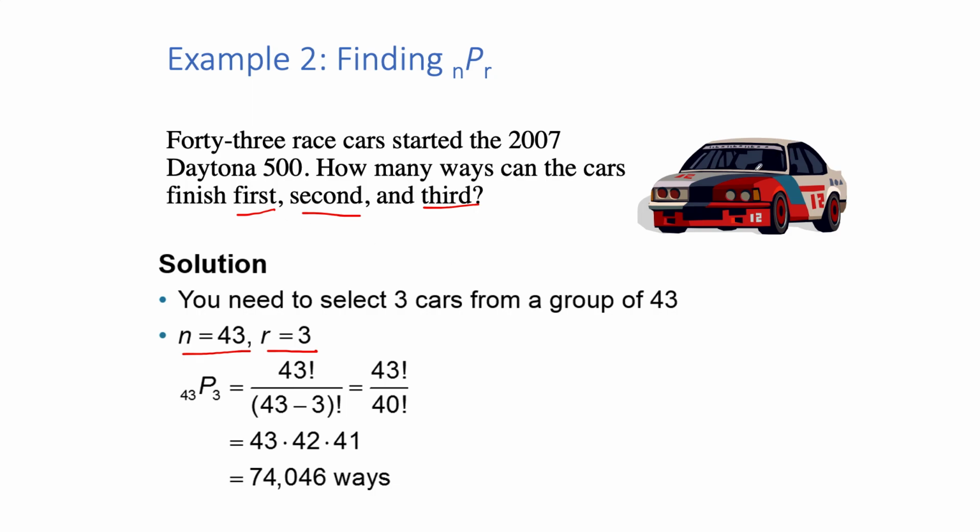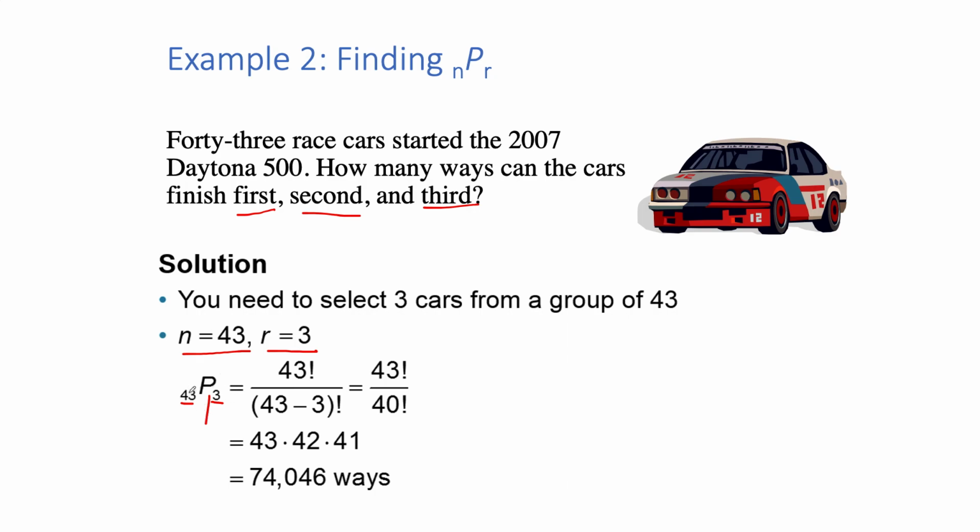So if I choose a red car as the car which comes first, it can't also be the second. If the order is RBG, red, blue, green, if that's how they finish, then BRG is a different order, and that represents a different outcome. RBG means the red car came first, the blue car came second, and the green car came third. But BRG means the blue car came first, the red car came second, and the green car came third, and those two are different. So this is a classic case where there are 43 cars to choose from, three cars are chosen, and the order in which the choice is made matters, and that's what makes this a permutation.